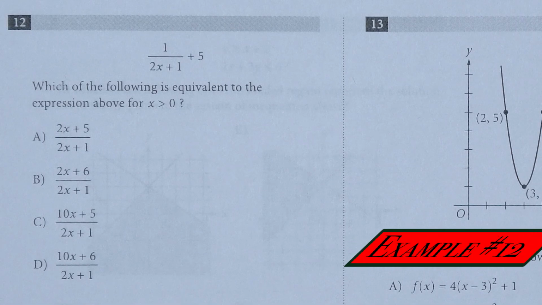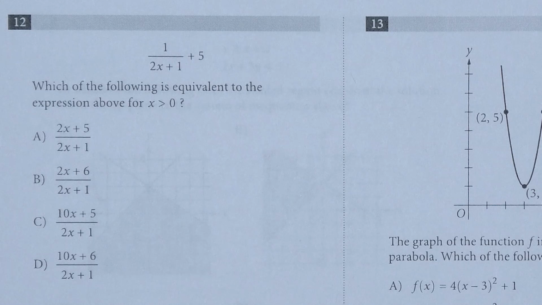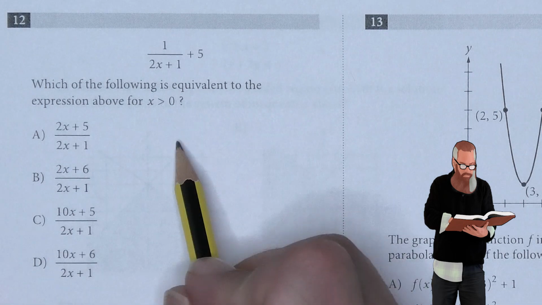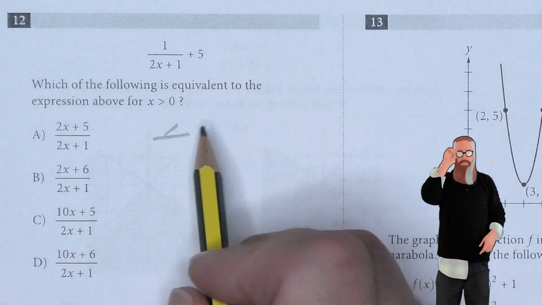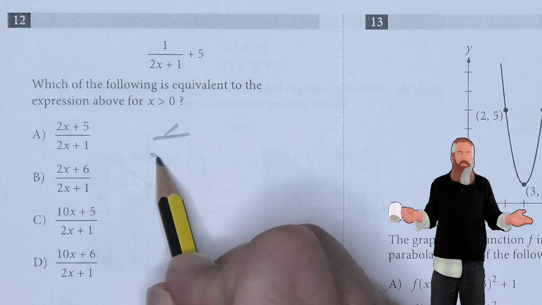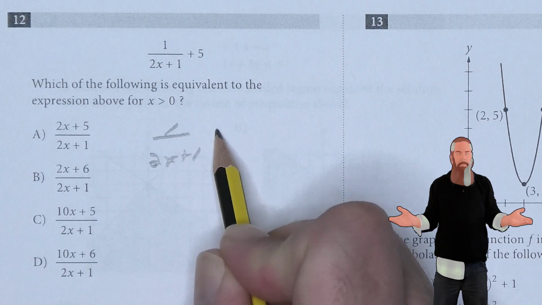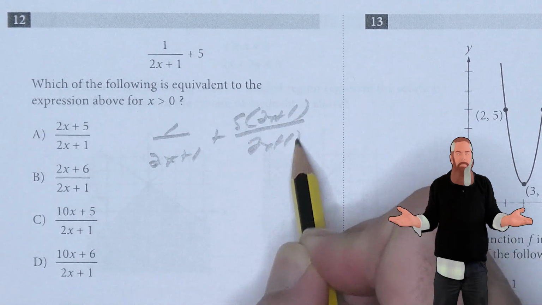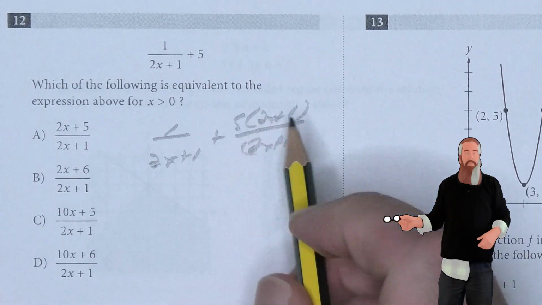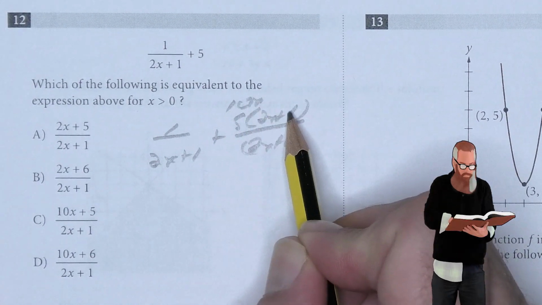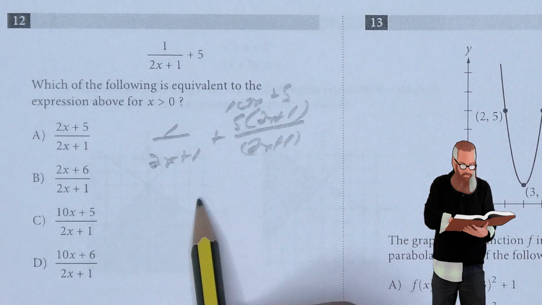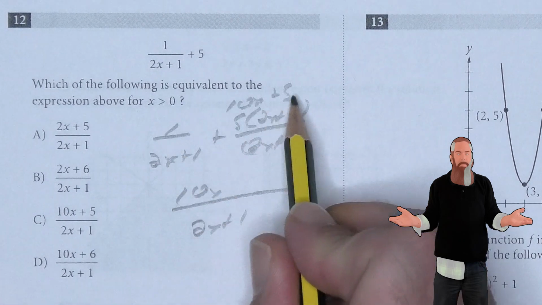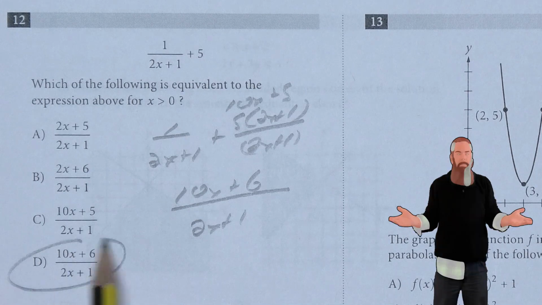Which of the following is equivalent to the expression above for x is greater than 0? My first key here is they all have 2x plus 1 in the denominator. So I'm going to make sure that this right term has a 2x plus 1 as its denominator. So I get 1 over 2x plus 1 plus 5 times 2x plus 1 over 2x plus 1. This means that I can say 5 times 2x, which is 10x, and 5 times 1, which is 5. Now I can combine like terms all over 2x plus 1. 10x, 1 plus 5 is 6, and that gives us D is the answer.